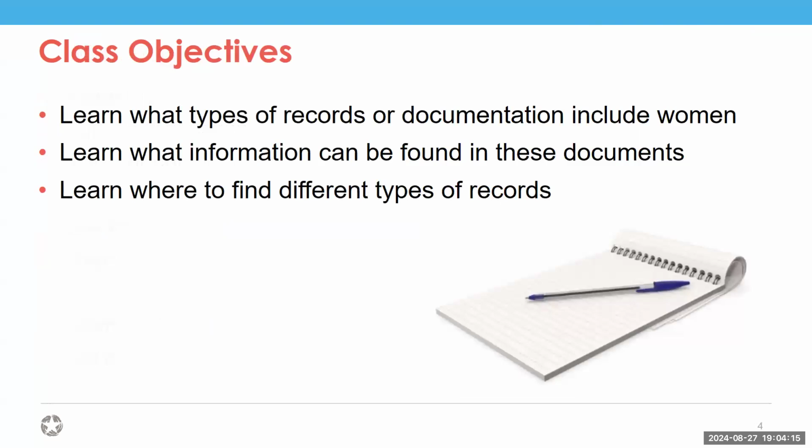What we're going to talk about tonight in this class are the different types of records or documentation that include women, the sorts of information that can be found in these documents, and then where to find the different types of records. Women ancestors need to be researched differently than the male ancestors, and additional strategies are needed. You're going to have to get creative with where and how you search. So, hopefully, this class will get you to think outside of the box about your research strategies.